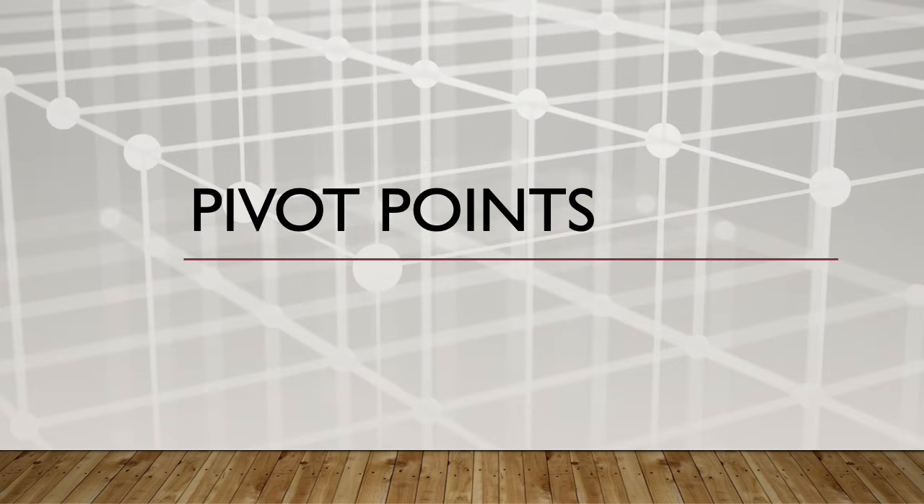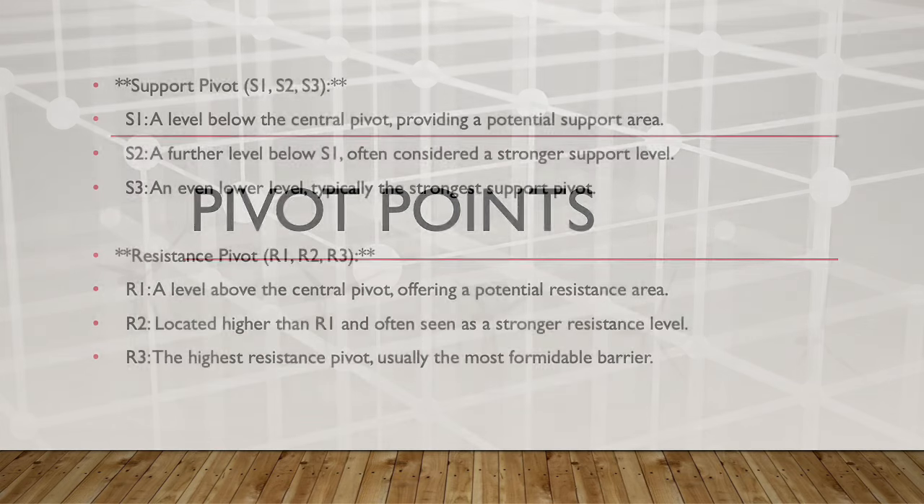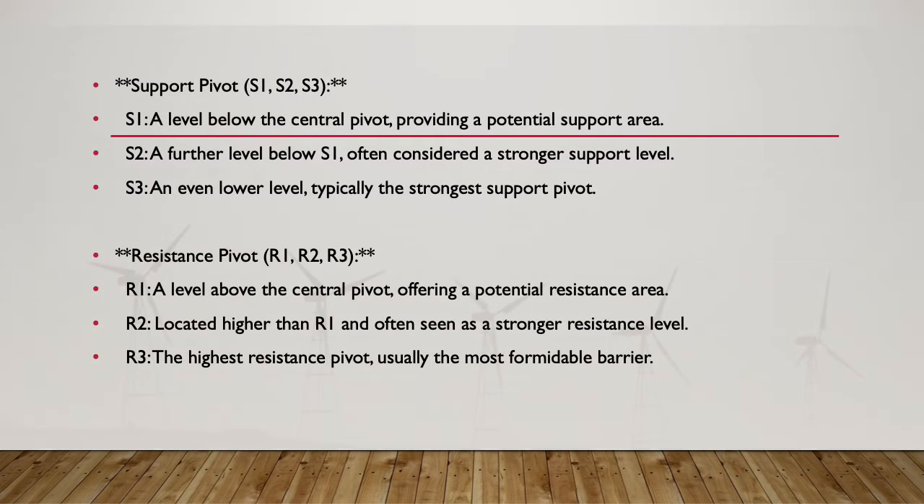Pivot points. Support pivots S1, S2, S3. S1, a level below the central pivot, providing a potential support area. S2, a further level below S1, often considered a stronger support level. S3, an even lower level, typically the strongest support pivot.